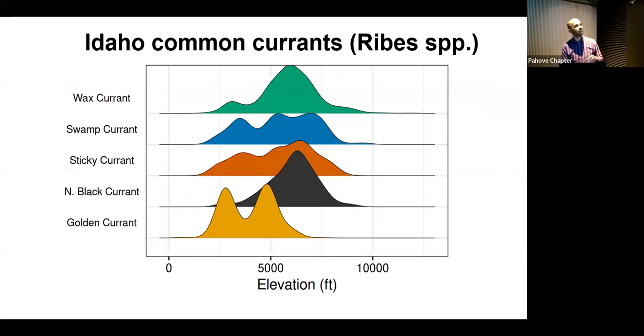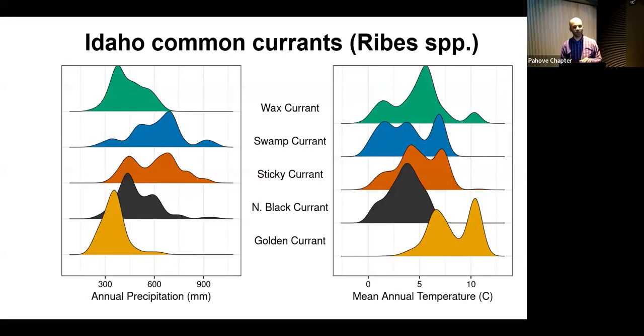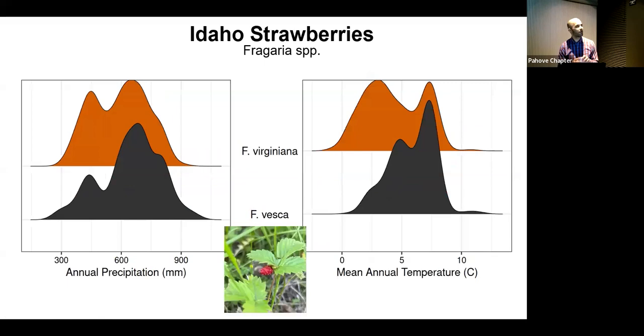But then when we split it out between the precip and the temperature, we see that what really differentiates them as far as habitat goes is a very subtle precipitation gradient, where the golden currant lives in the driest ones, and the swamp currant, which I think is up north, lives in the most wet areas. But it's really subtle, much more subtle than the pine trees. Yes, and think about one more.